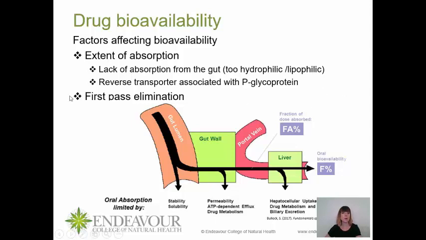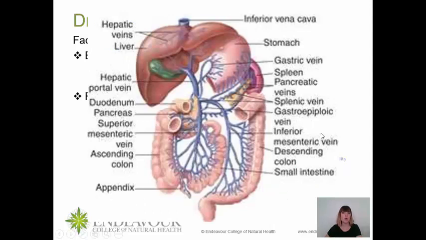But then we have this first pass elimination. This is going to, for some drugs, very drastically reduce the bioavailability. So for first pass elimination, what we're talking about is the fact that drug might get absorbed from the gut into the gut wall and then into the bloodstream. But all the blood vessels around the gut, if I show you this picture here quickly, all the blood vessels around the gut actually drain into veins that connect to become the hepatic portal vein that we can see here.